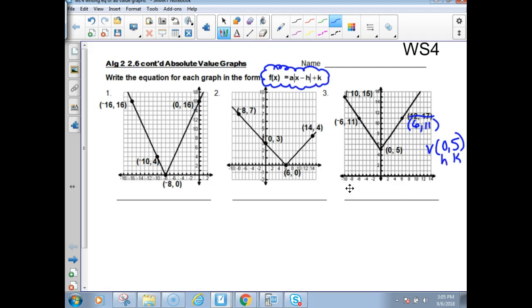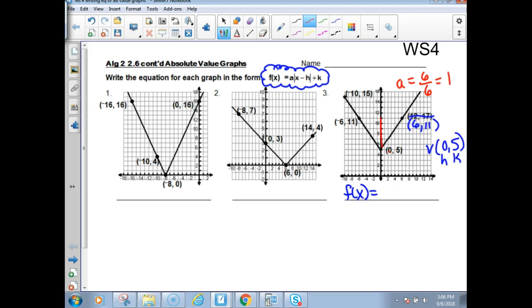Okay, so we're going to write f of x equals, not y. Not that I would probably mark it wrong, but I'm trying to get you used to function notation. All right, let's figure out a. You have 2 choices. You can look at the points and calculate the slope, which is the change in y over the change in x. So what's the change in y going from 5 to 11? Up 6. What's the change in x going from 0 to 6? Up 6. So the slope is 1, and it should be positive because this thing's opening up.